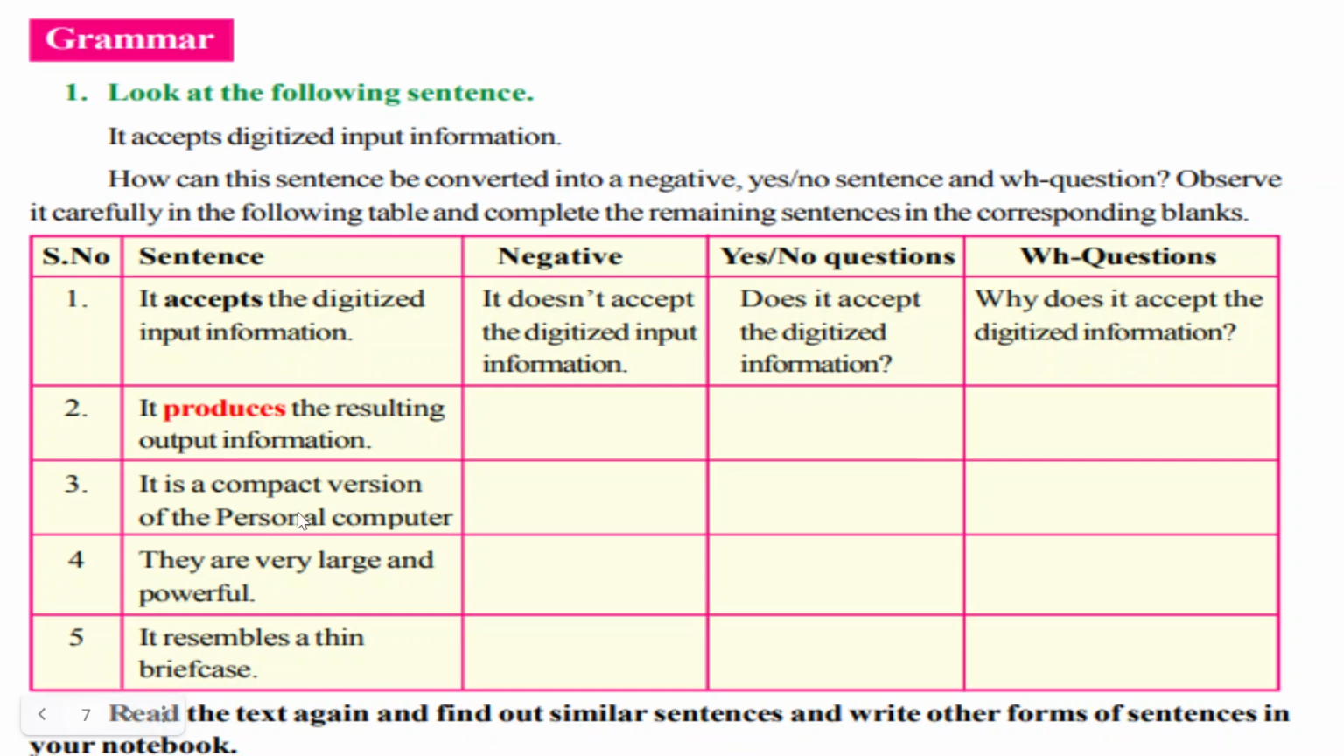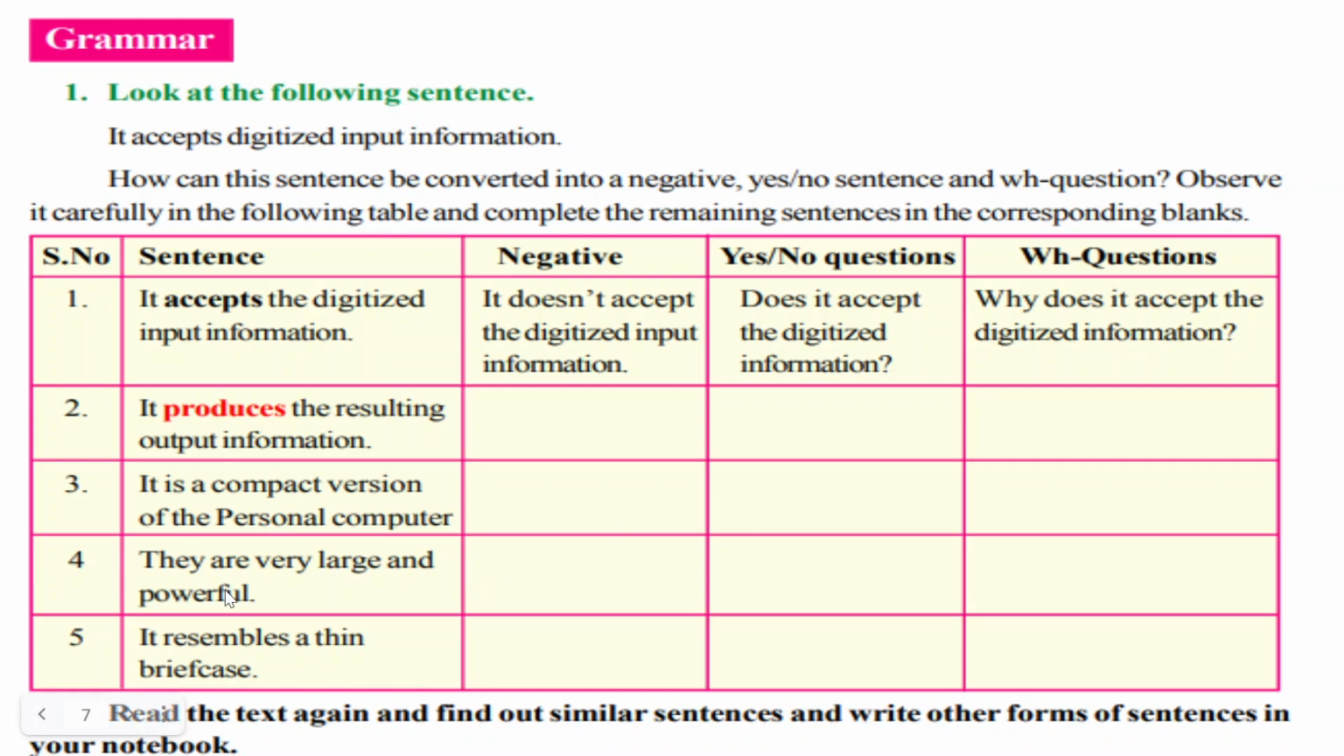It is a compact version of the personal computer. So this is something different. It is not a compact version of the personal computer. It's a negative. Then you bring this is out of the sentence. Is it a compact version of the personal computer? Why is it a compact version of personal computers? So like that you can add a WH word to that.